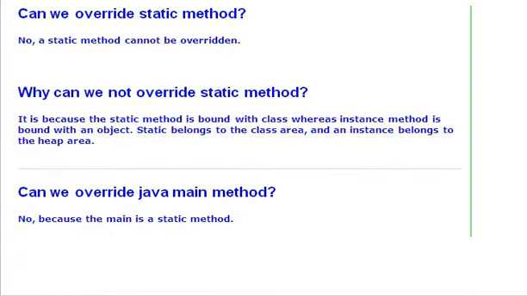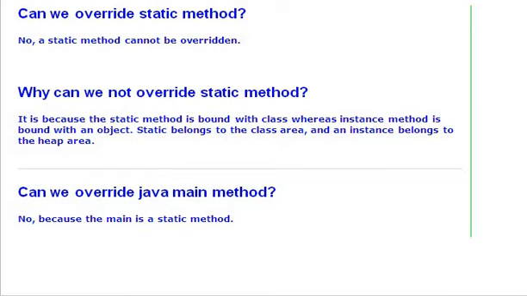So can we override a static method? No. And why, we'll be discussing with an example. Why can we not override a static method? Because the static method is bound with the class, whereas the instance method is bound with an object. For any static method, we don't need to create any class variables, that is, objects.